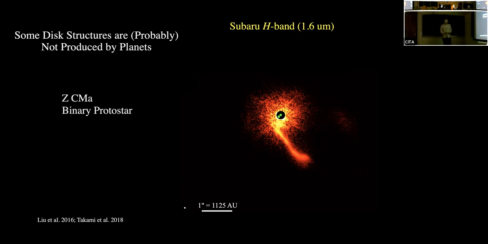So the image here shows the scattered light, near-infrared image of the circumbinary disk around the binary protostar ZCMA. So the 2 stars are very close to each other on this scale. This disk shows a very peculiar one-arm spiral. This arm has been known for a long time, but its origin is always a mystery. So we were thinking, to figure out what's going on in the system.